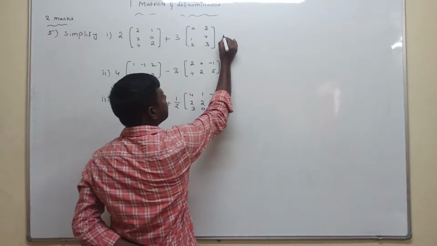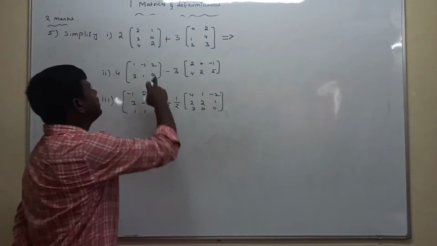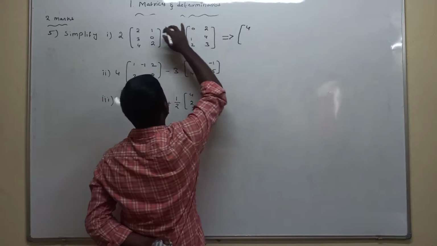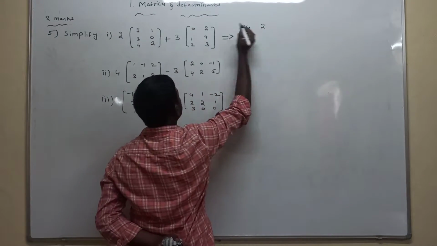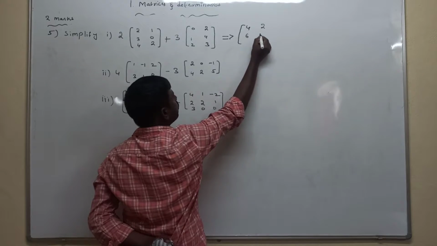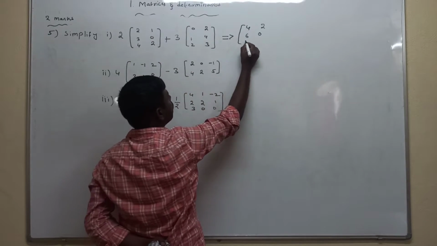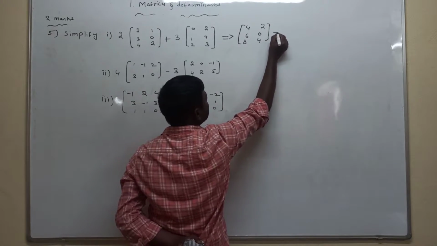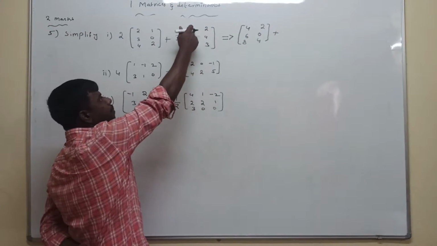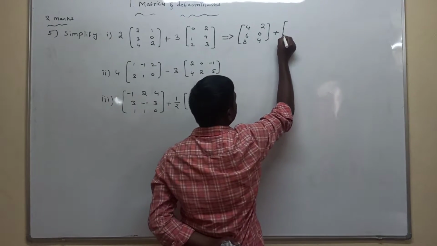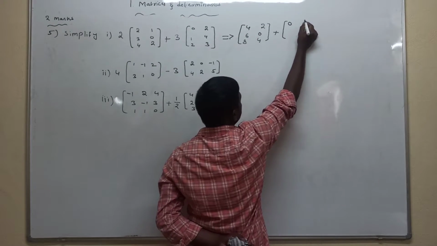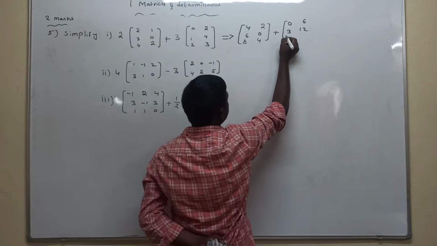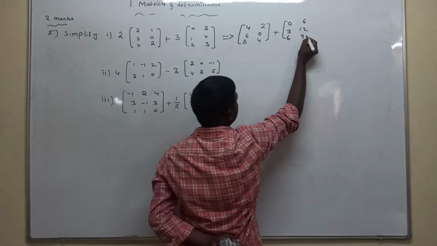Observe your solution. Now, each element is multiplied with 2. 2 2s are 4, 2 2s are 4. 2 into 1 is 2, 2 into 3 is 6, 2 into 0 is 0, 2 into 4 is 8, 2 into 2 is 4. After that, the given symbol is plus. Next, each element is multiplied with 3. So 3 into 0 is 0, 3 into 2 is 6, 3 into 1 is 3, 3 into 4 is 12, 3 into 2 is 6, 3 into 3 is 9.